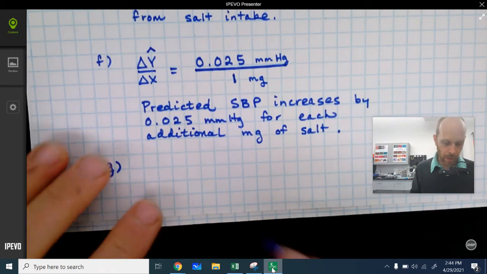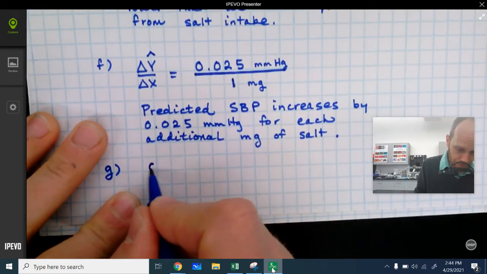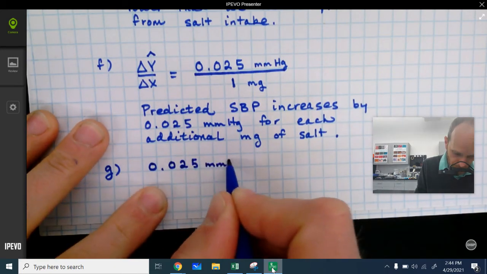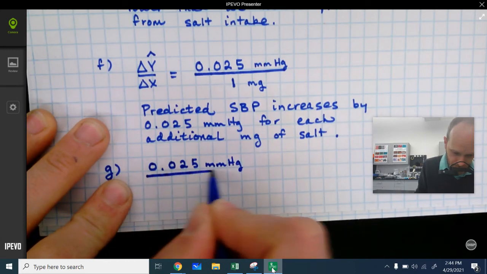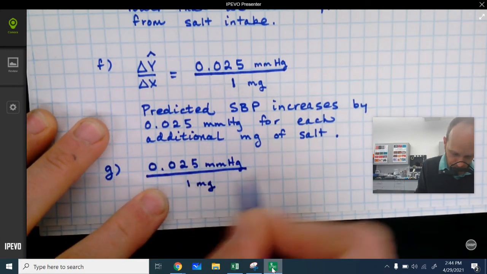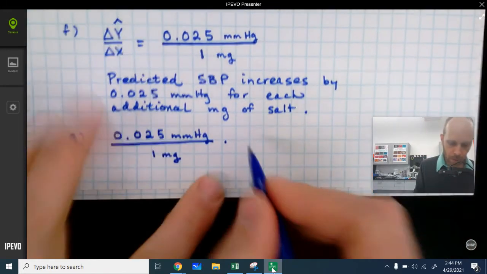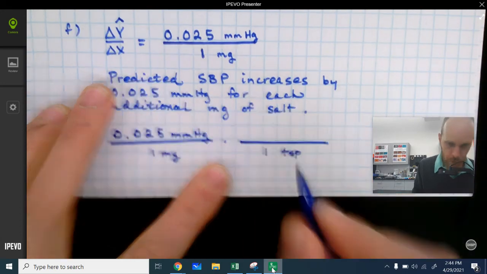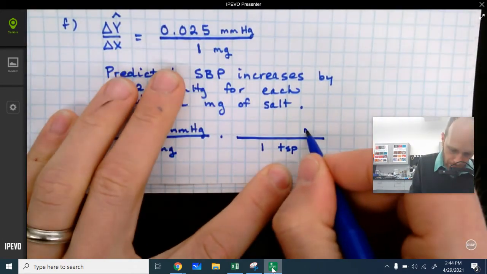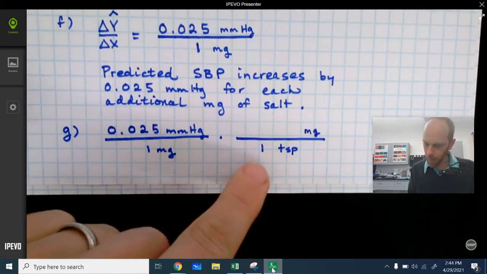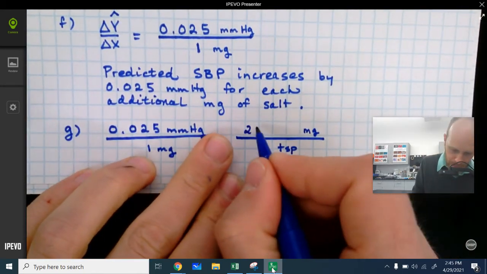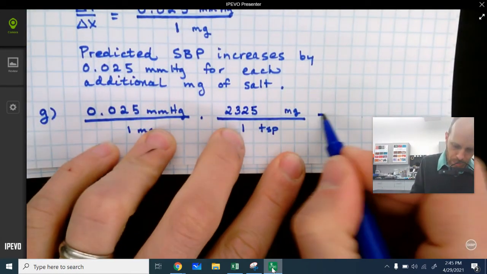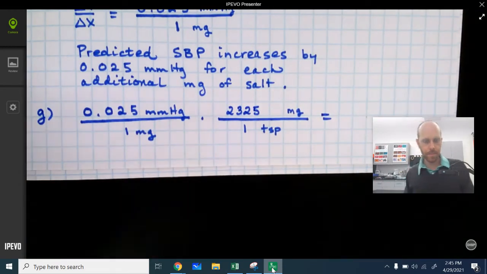So I would think of it this way. We already know this fraction. We know that this much blood pressure goes along with 1 milligram. And we're interested in how much this would go up for a teaspoon. So we would like teaspoons, 1 teaspoon, to be our new denominator. We'd like to get rid of milligrams. And we know that 1 teaspoon is equivalent to 2,325 milligrams. So we're just going to multiply these two numbers together, and that's going to give us our answer.